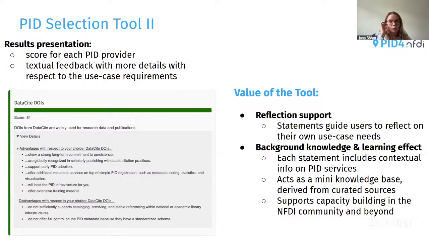After a user has responded to these 12 statements in the tool, he would then get a summary with a score for each of the 4 PID services that describes how well it fits the use case requirements. And he would also get textual descriptions that explain the fits in more detail. The overall value of the tool is, first of all, reflection support. It is actually not super easy as a user to understand the requirements of the use case and ask the right questions to choose a suitable PID for the use case.